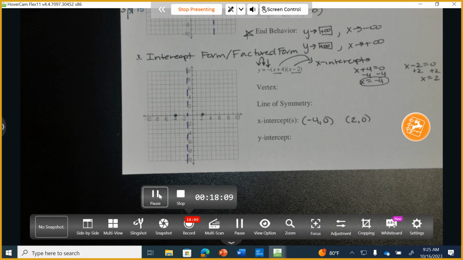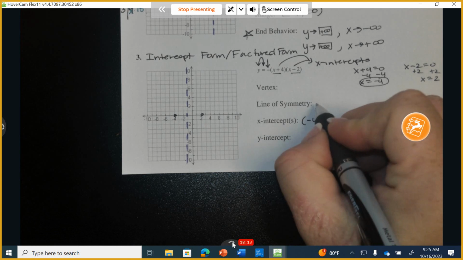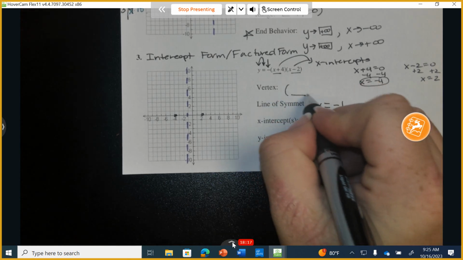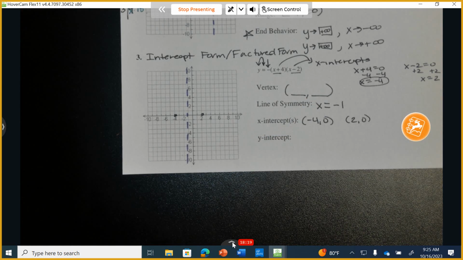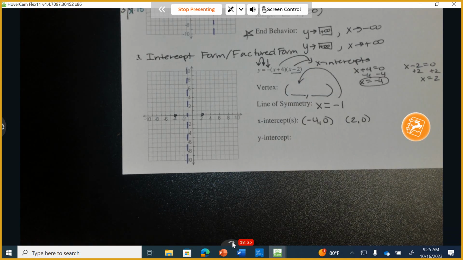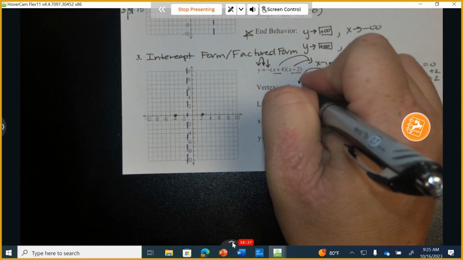Okay, let's go over to line of symmetry, and we're going to write down the equation. So x equals -1. Your vertex x value and your line of symmetry are always the same.